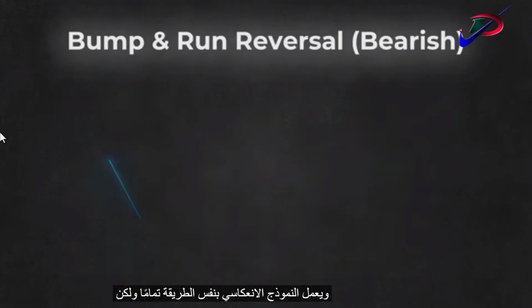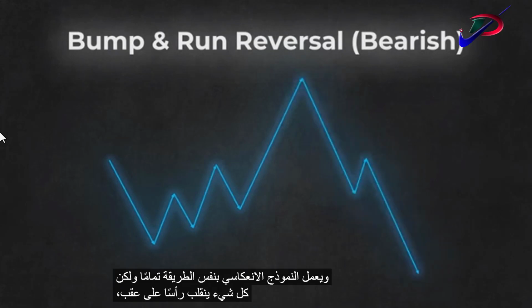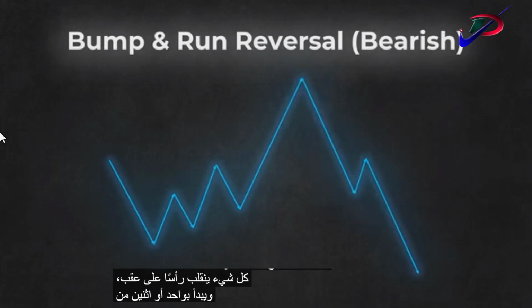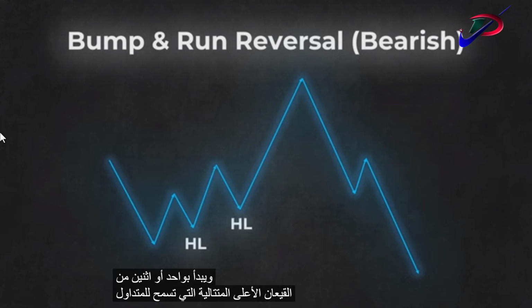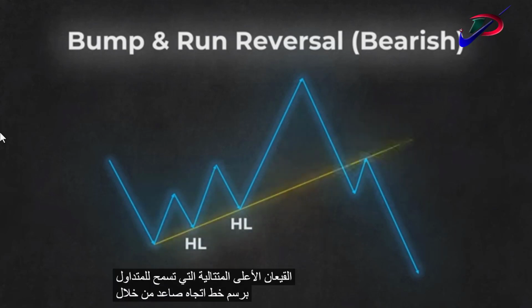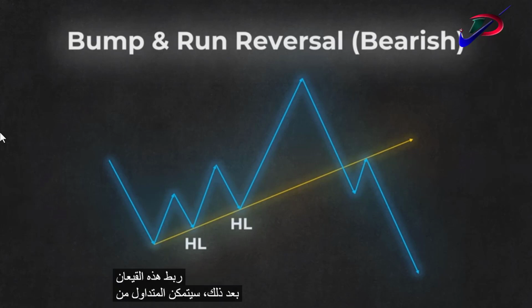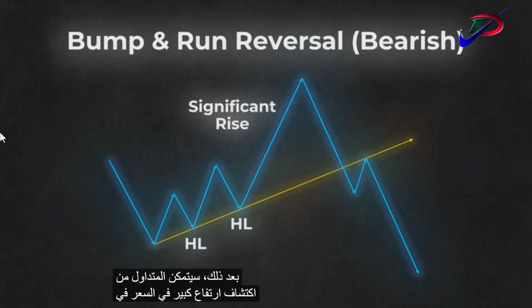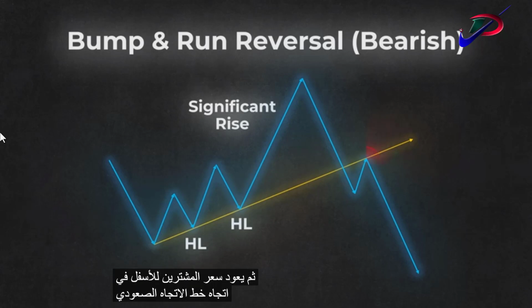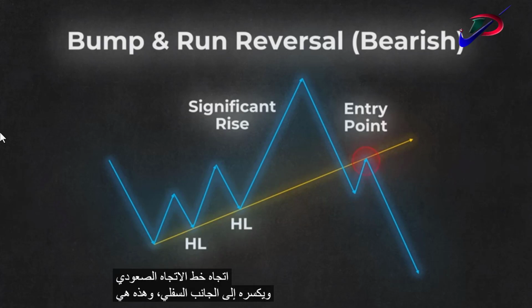The bearish bump and run reversal pattern works in the exact same way, but everything is flipped upside down. It starts with 1 or 2 consecutive higher lows, which allow the trader to draw an upsloping trend line by connecting these lows. After that, the trader will be able to spot a significant rise in price in a movement that exhausts the energy of buyers. Price then comes back down in the direction of the upsloping trend line and breaks it to the downside. This is the window of opportunity to get in the market to the downside.